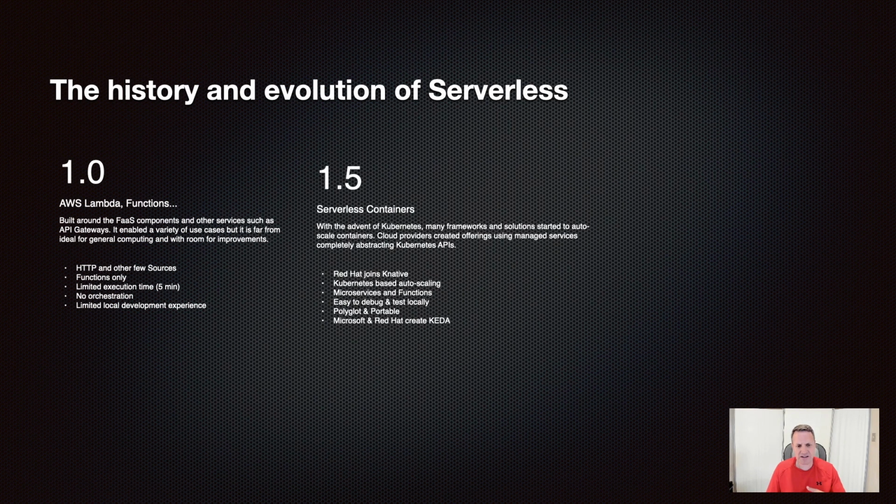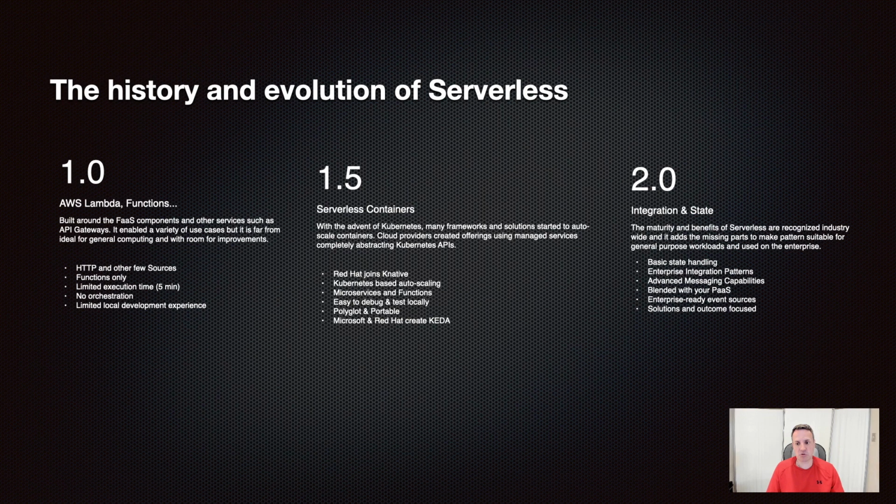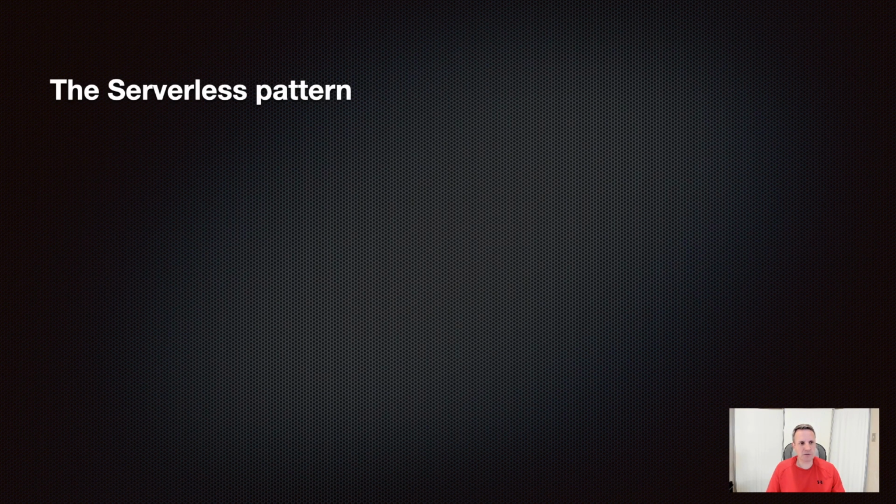And then in 1.5, we started using more runtimes, and it became sort of polyglot and portable. Then Microsoft and Red Hat jumped in, and now we have something called KEDA, or Kubernetes event-driven autoscaling. That was really interesting. And now with version 2.0, you can handle state. You have advanced messaging capabilities. You can blend it with your platform as a service, and it's really much more complete now.